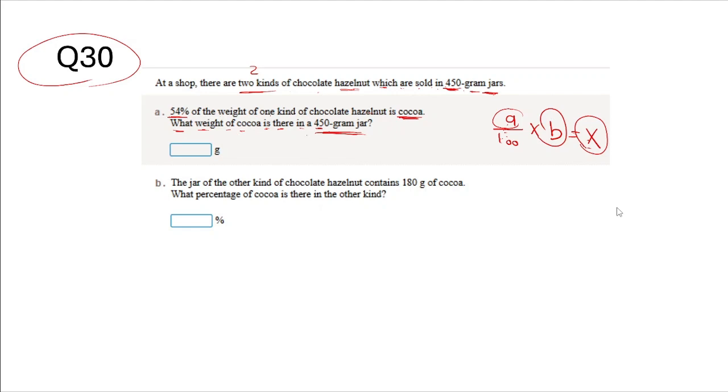So we say here 54% of the weight of one kind of chocolate hazelnut is cacao. So I have 54 over 100, multiplied by, it is asking for the weight of the cacao, which is X. I need to get X. It is in the 450 grams, so the whole number B is the 450 grams. So 450 would be equal to X. This is the weight of the cacao.